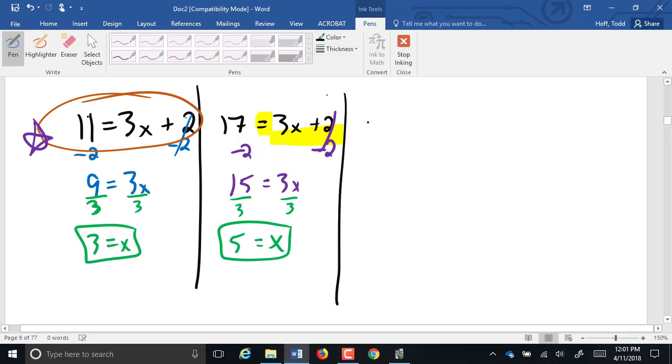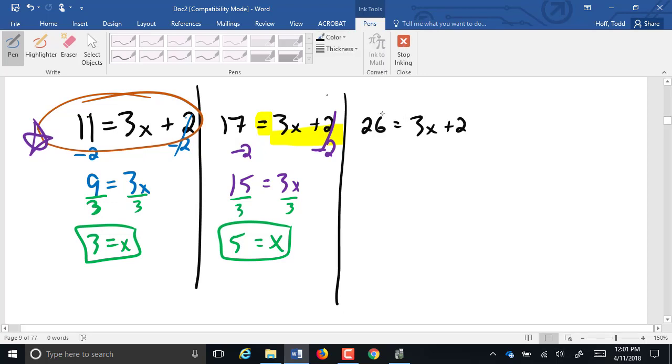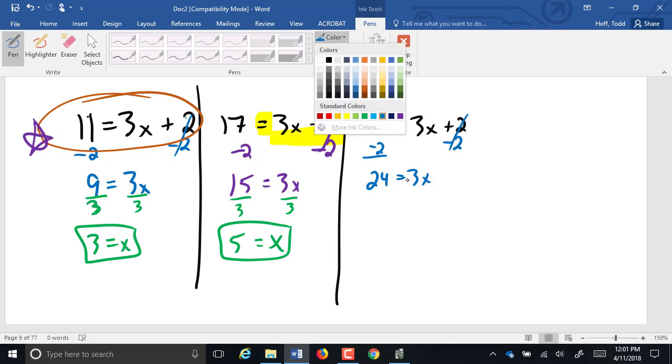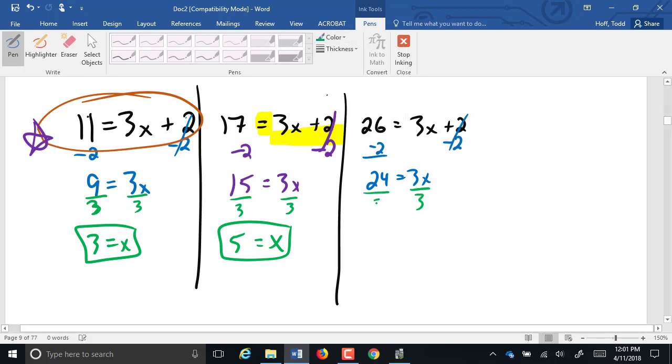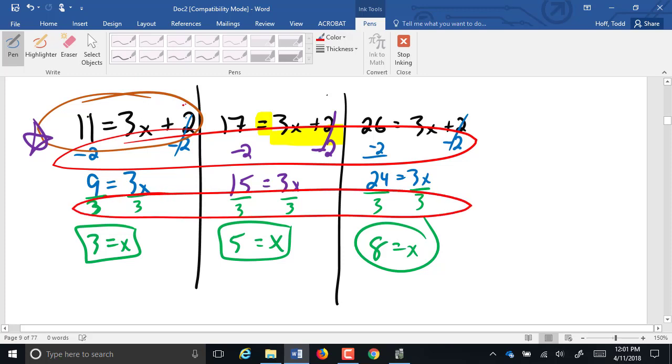If we kept going, we might have 26 equals 3x plus 2. Again, we notice it's the exact same steps to solve it. We subtract 2. 24 equals 3x now. And we divide by 3. 8 equals x, or x equals 8. The reason these all took the exact same steps to solve, starting out subtracting 2 first, then dividing by 3, is because this right side of the equation was the exact same for all 3 of them.